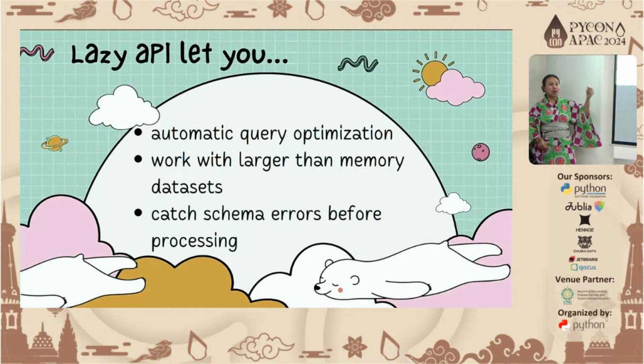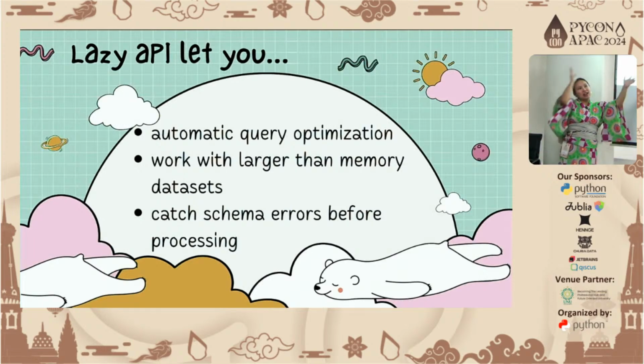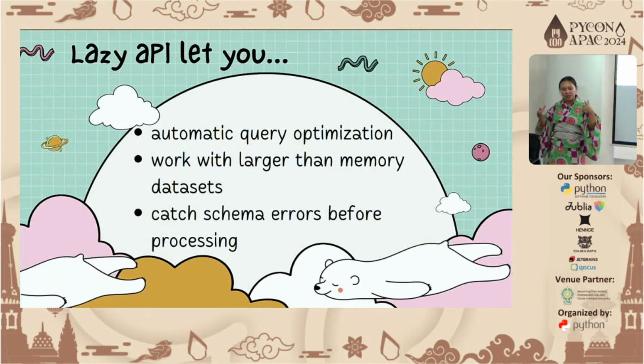Also, if it's an eager API, it just goes step by step, whatever you call, and then you execute. Let's say you have a very heavy operation and you have done it, then in the next step you made a mistake, all the time that you spent on the first operation is wasted. But the lazy API only executes when you need it, so it allows you to have a whole view of things. If there's a schema error, it will catch it before you're actually doing the operation. So it could be more efficient in that way.